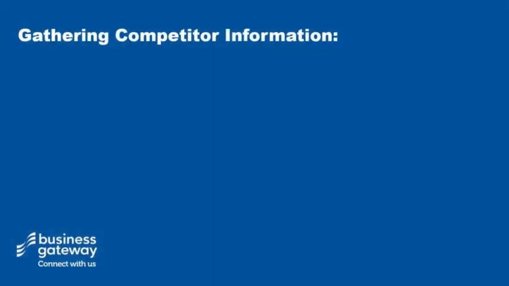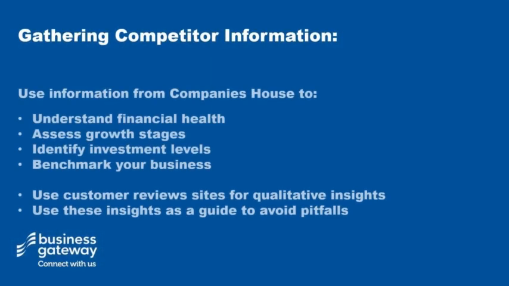One of the most valuable resources for gathering information on competitors is Companies House, which provides publicly available financial information on UK-based limited companies. You can use it to understand financial health. By examining competitors' filed accounts, you can gauge their financial stability. Look for trends in turnover, profits, or losses over time to determine how well they're performing. Assess growth strategies. Companies House filings often include details about expansions, mergers, or acquisitions. This can give you insights into how competitors are growing or diversifying their offerings.